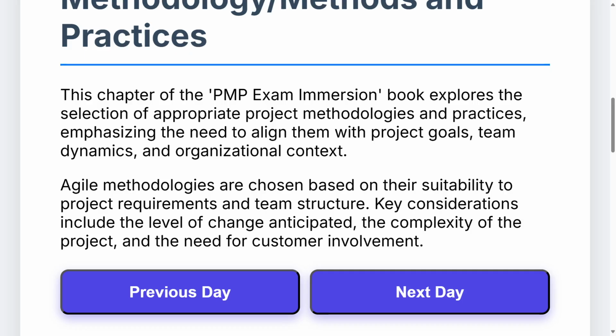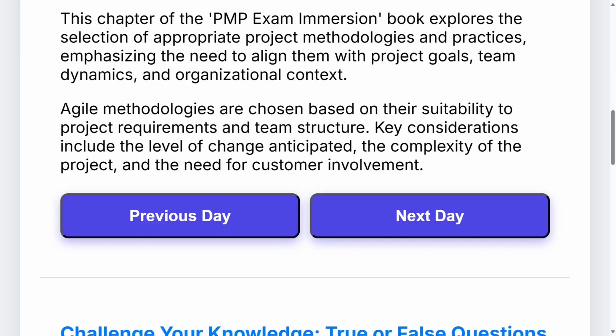In our book, PMP Exam Immersion, we explore the selection of appropriate project methodologies and practices, emphasizing the need to align them with project goals. You shouldn't use traditional for everything or agile for everything. You could use a hybrid. So the idea is to understand the context of the project, the goals, the team, the dynamics, and the organizational context, and then you can properly choose.